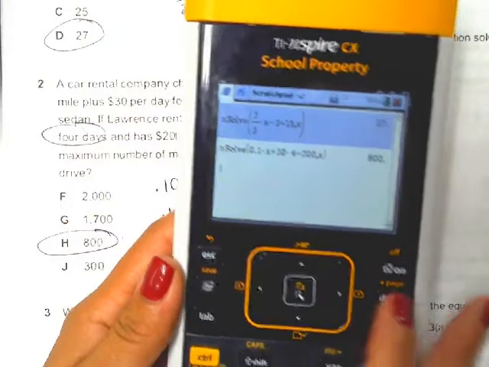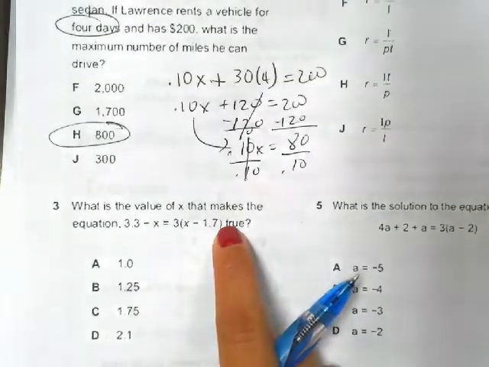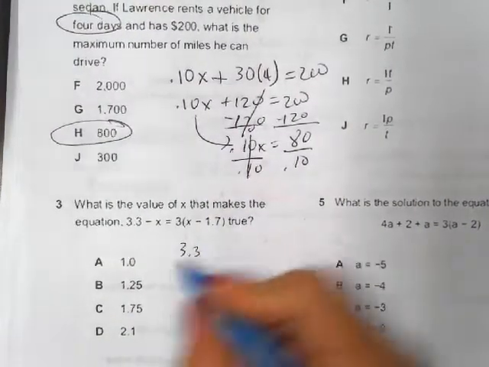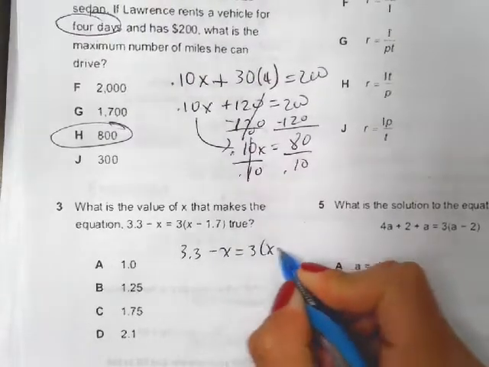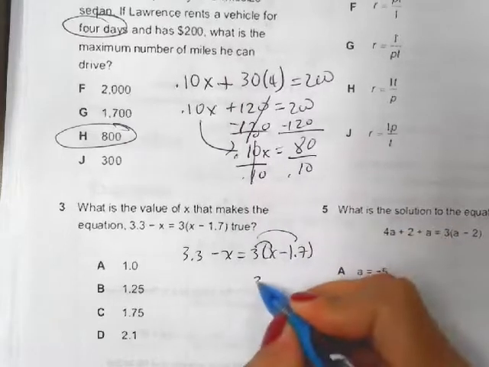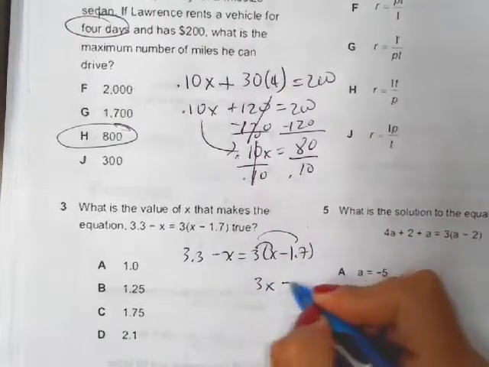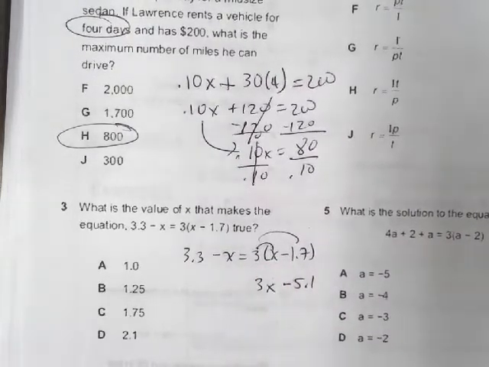Okay. Number 3, what is the value of x that makes the equation true? So again, it was solving. So you have 3.3 minus x equals 3 parentheses x minus 1.7. You have to distribute the 3. 3 times 1.7 is 5.1. Since it's minus or negative, it's negative 5.1.